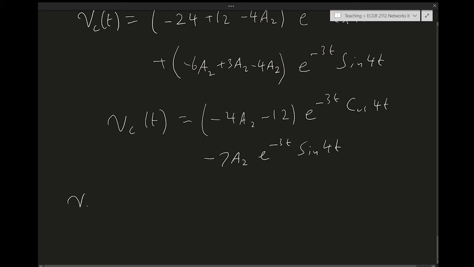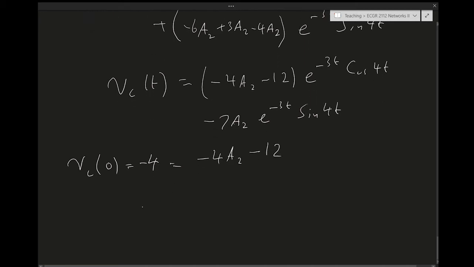Okay, VC(0) we said equals minus 4, and I just plug in t equals 0. Sine 0 is of course 0, cosine 0 is 1, e to the power 0 is 1, so I end up with minus 4 being equal to minus 4A2 minus 12. Divide everything by minus 4, I end up with 1 equals A2 plus, minus 12 over minus 4 is going to be plus 3, so A2 is going to be equal to minus 2.